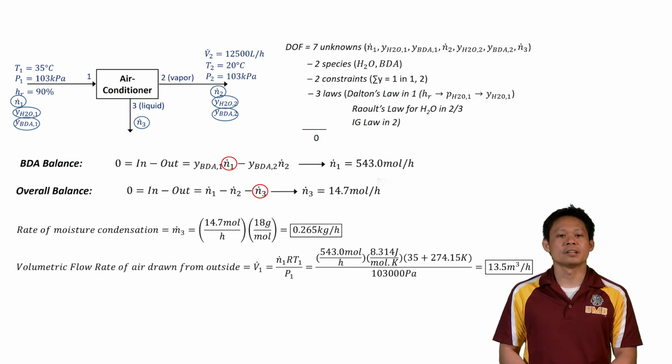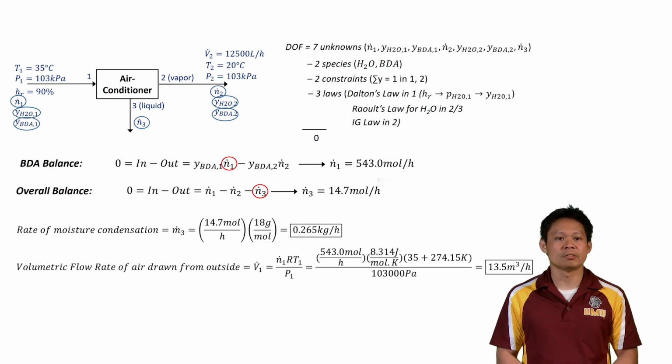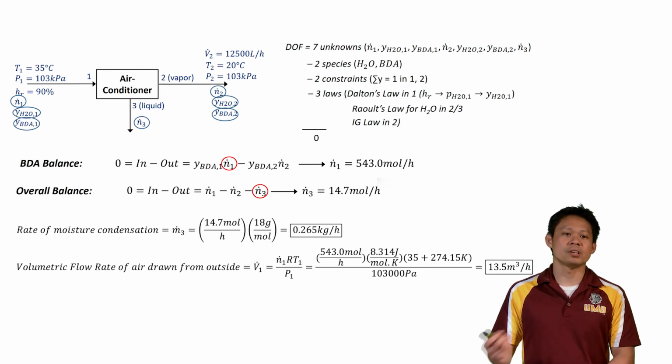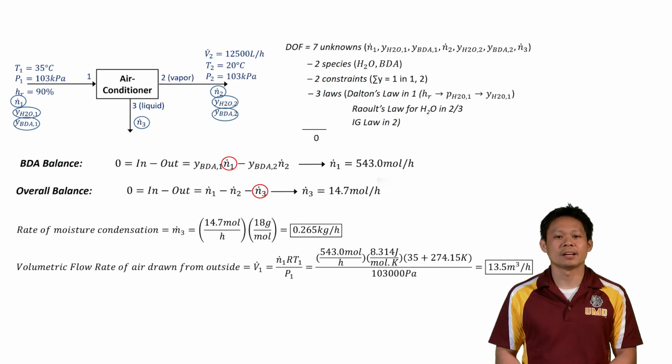The last one is asking for the volumetric flow rate of the air drawn from the outside. So this is simply using our ideal gas law in stream 1. We have the molar flow rate, N1, that we found. So we have the pressure and temperature. We just use our ideal gas law and we can find the volumetric flow rate as 13.5 meters cubed per hour.